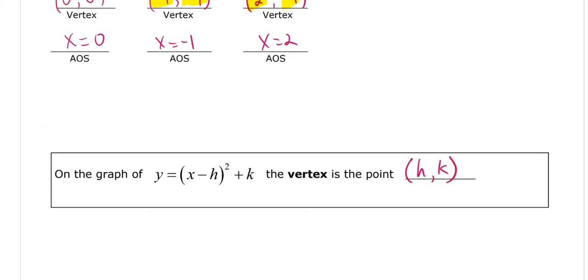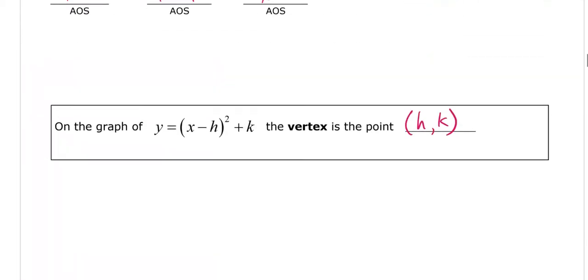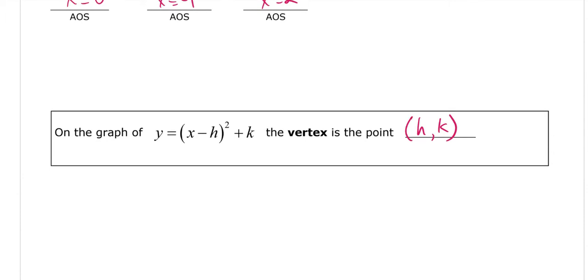And that's it. That is the vertex form translations for horizontal translations and vertical translations. That ends this video.